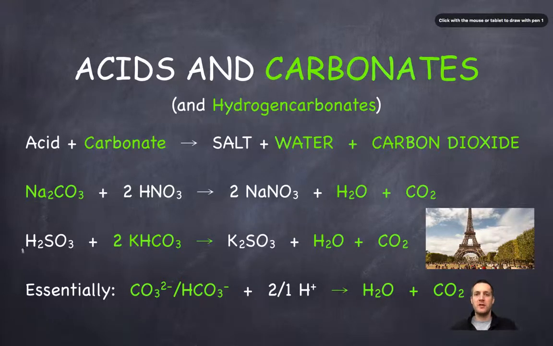Take sulfurous acid, not sulfuric acid, but also in our list of important acids, and react it with a hydrogen carbonate now. So HCO3 minus is the hydrogen carbonate ion's formula, another one that we should be familiar with. But again, notice here we've got a negative ion called the sulfite ion, positive ion here called the potassium ion. Potassium sulfite is our salt. Water and carbon dioxide are our other products. And so essentially in these reactions, what we've got going on is that the carbonate ion or the hydrogen carbonate ion are reacting with either 2 or 1 H plus ion and producing water and carbon dioxide.